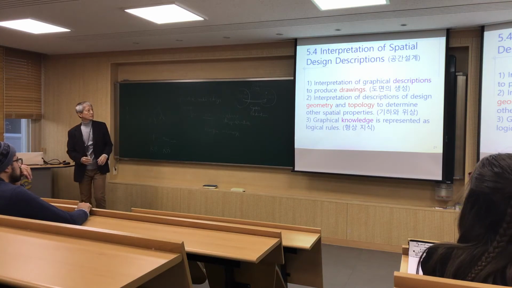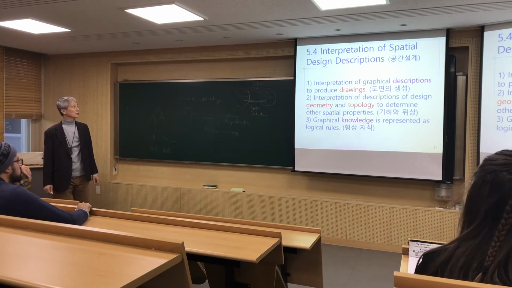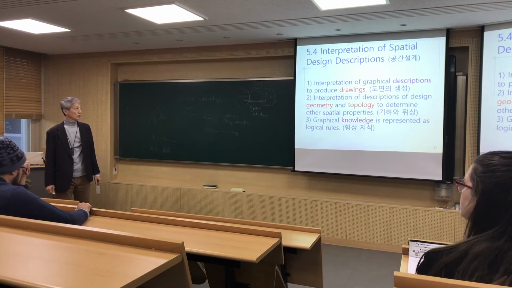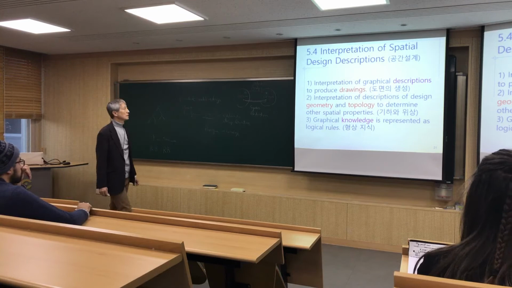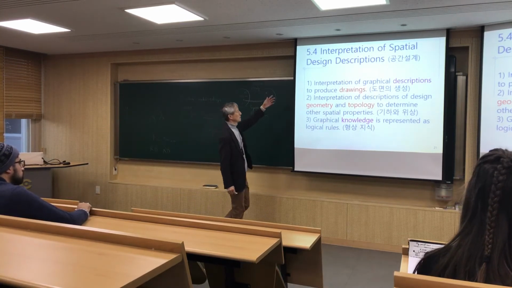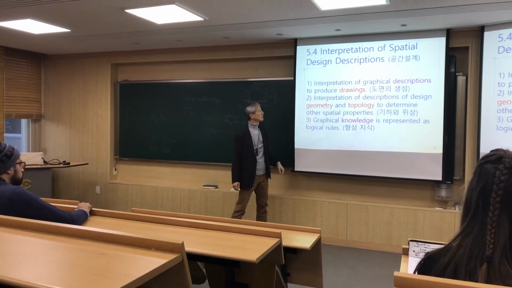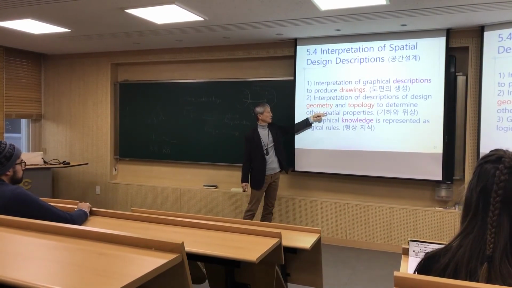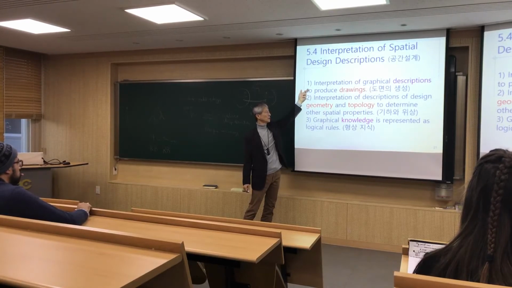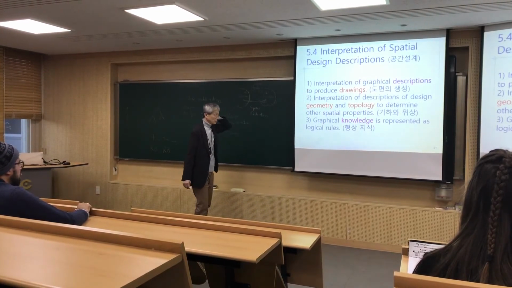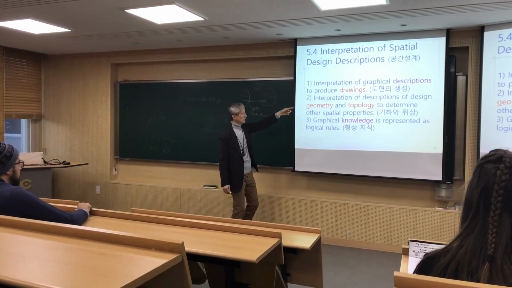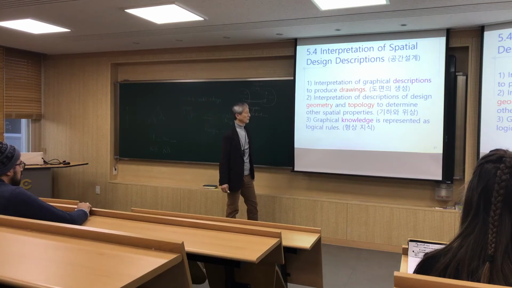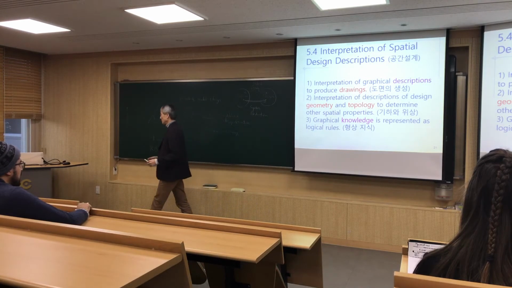Okay. Section 4 comes to the spatial design description. Drawing, simply. So interpretation of graphical description inside drawing. And usually we are talking about geometry and topology in drawing, and geometry, shapes in engineering designs, and spatial properties. So we need graphical knowledge used for the interpretation or representation.